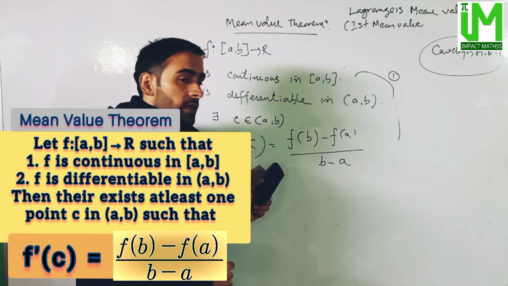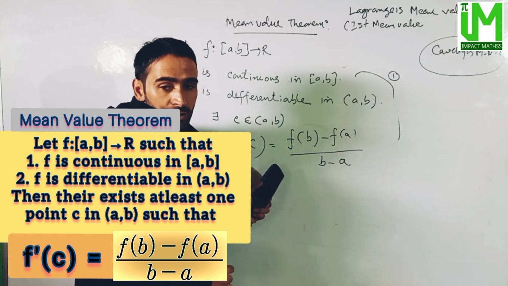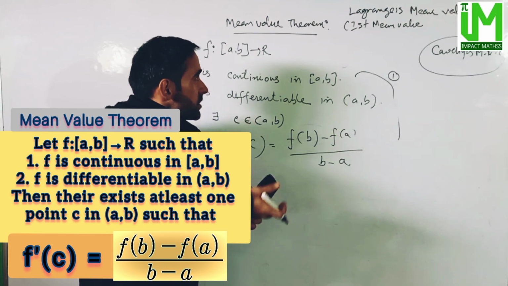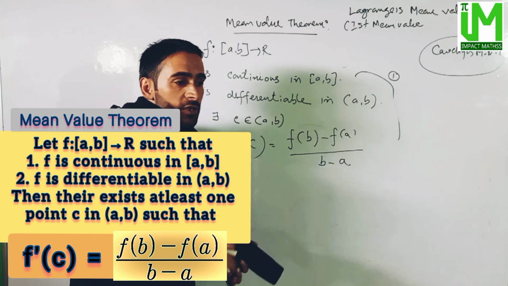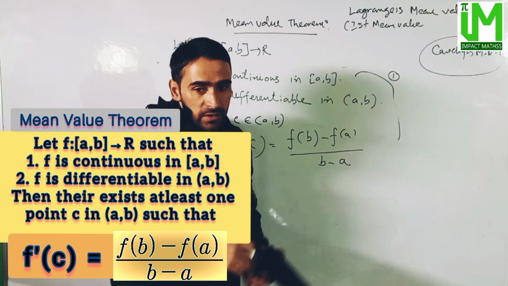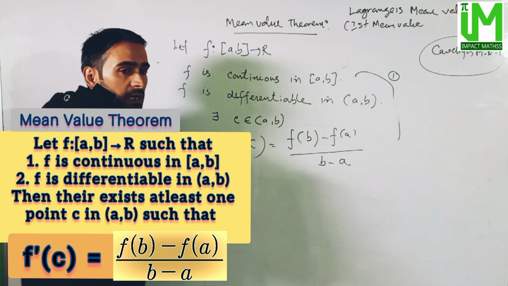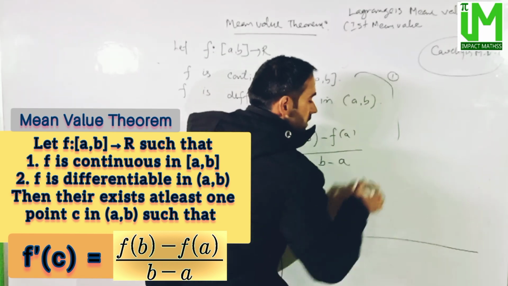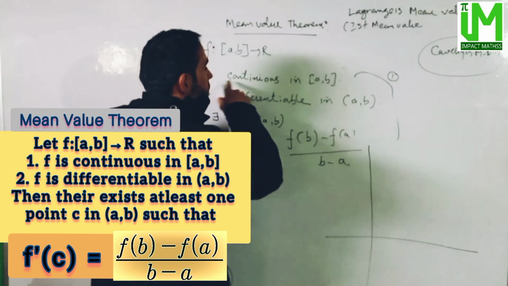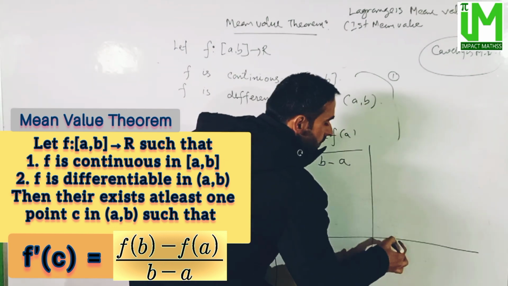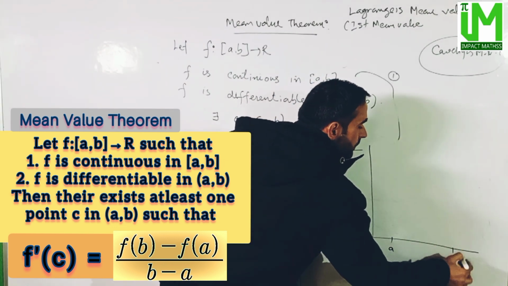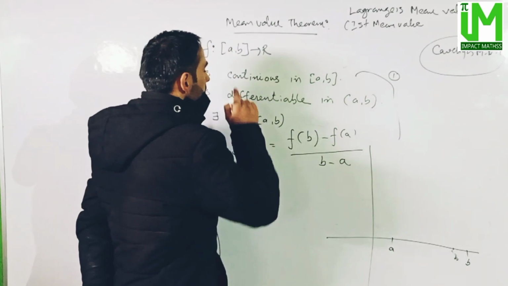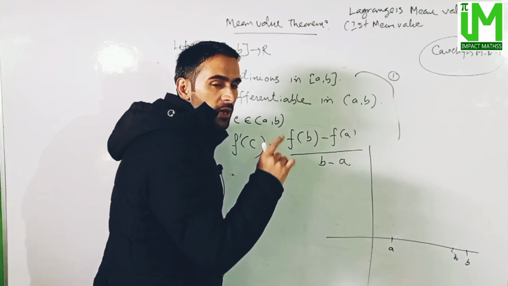If you try to understand this only as a formula, it will be hard to remember. So let's understand the geometrical form, which is easier to understand. What does this actually mean geometrically? First, f is continuous in [a, b], meaning the graph between a and b is continuous. Second, f is differentiable in (a, b), meaning there is a tangent at every point between a and b.